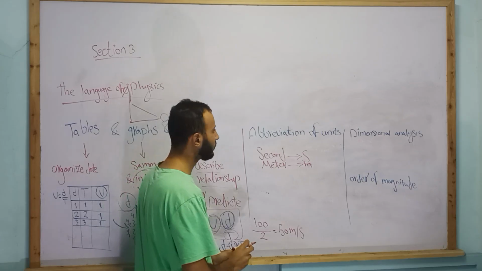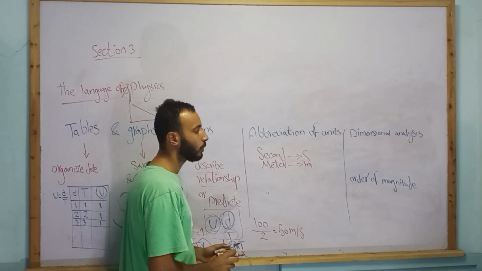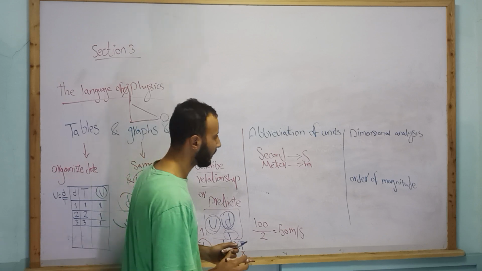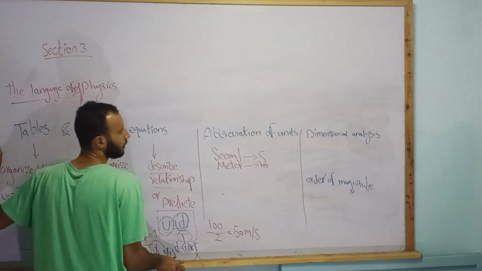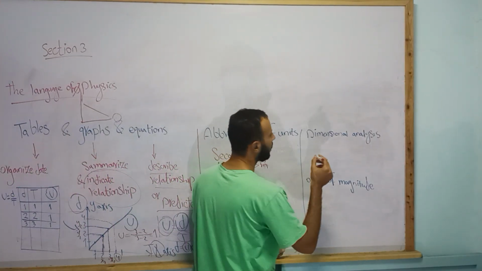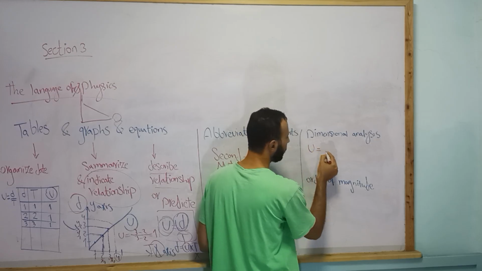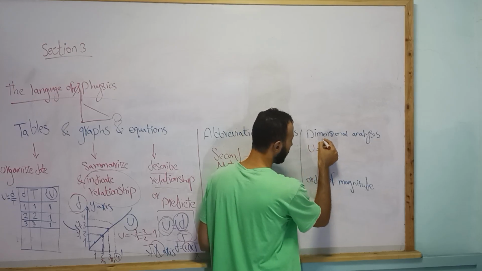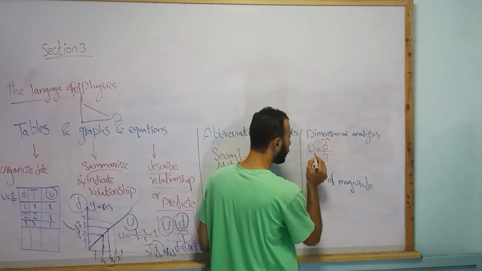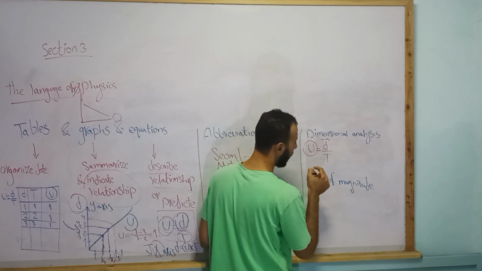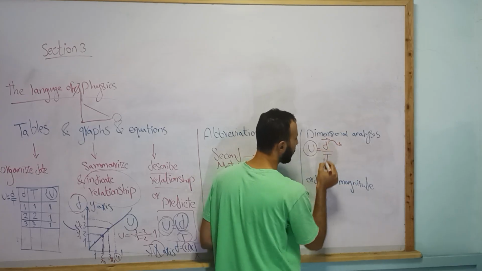Then we have something called dimensional analysis and order of magnitude. What is dimensional analysis and how can I benefit from it? If you have, for example, the rule of the velocity, v is equal to distance or displacement over time, and you would like to get the unit of v. How can you get the unit of any physical quantity? You can get it from the rule or from the equation.